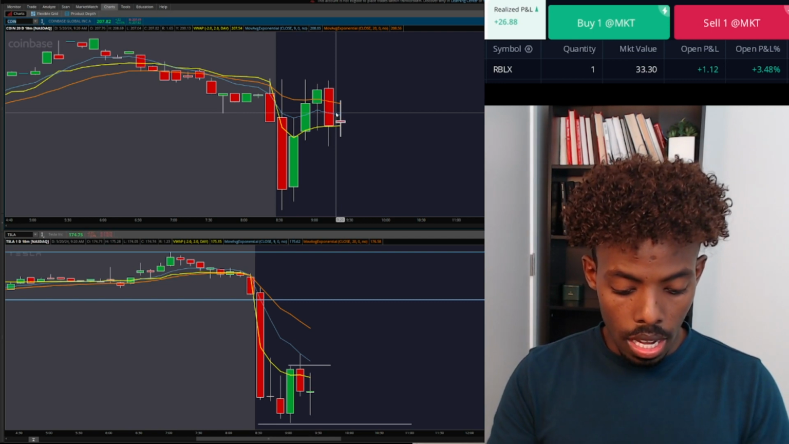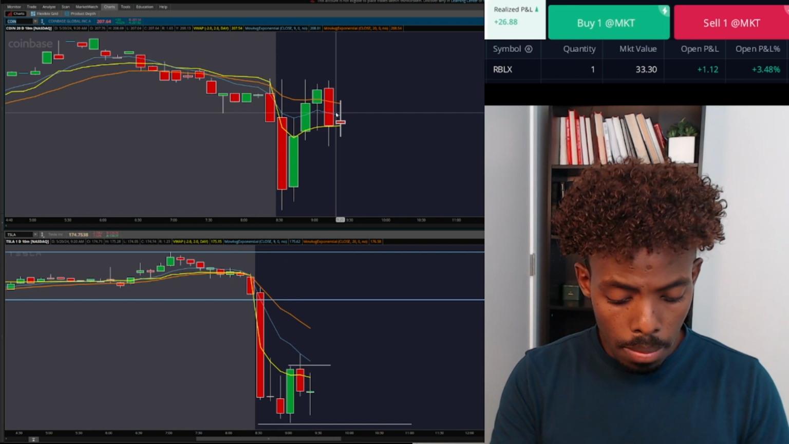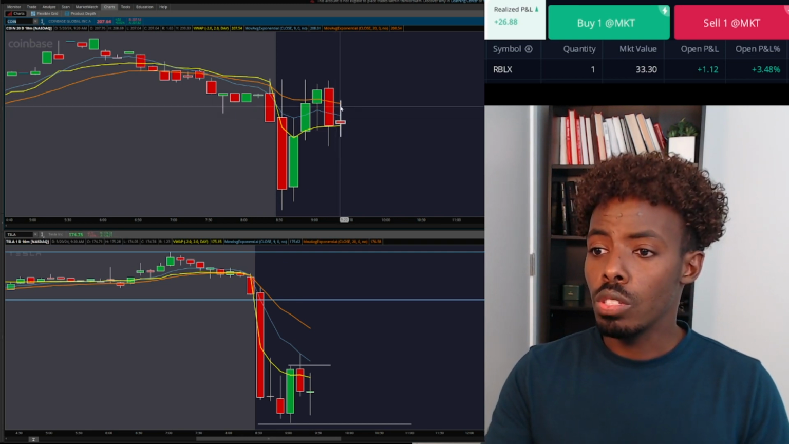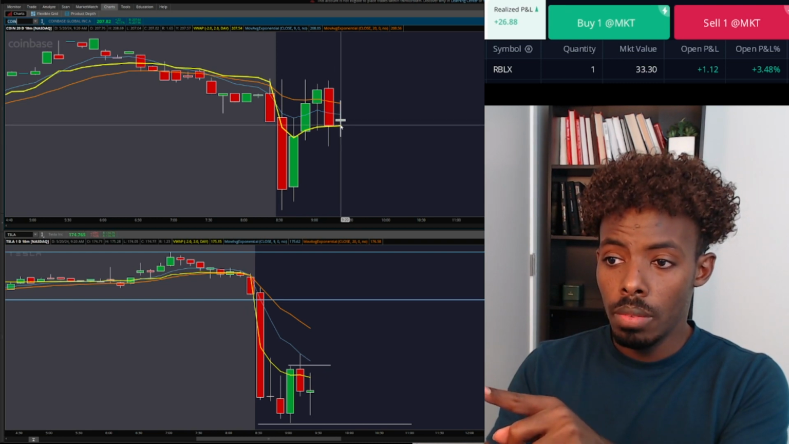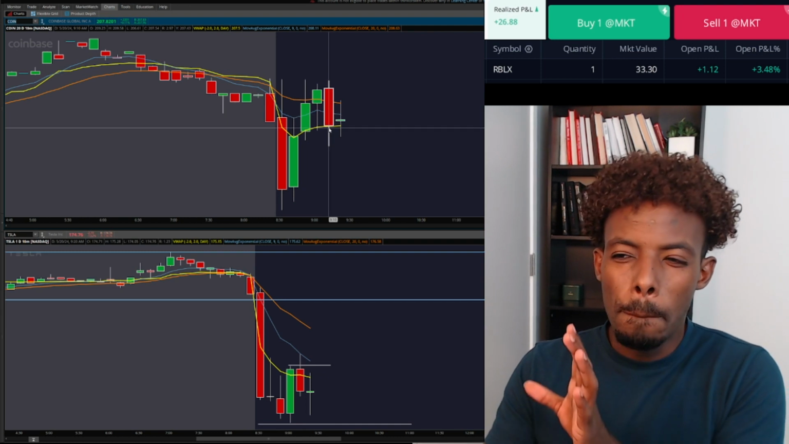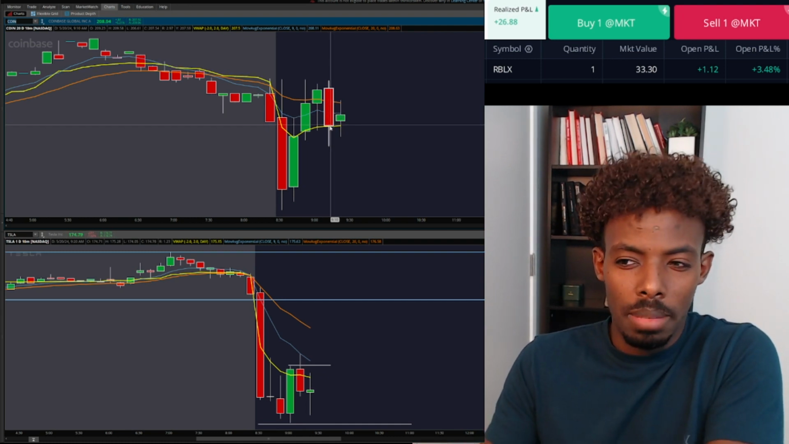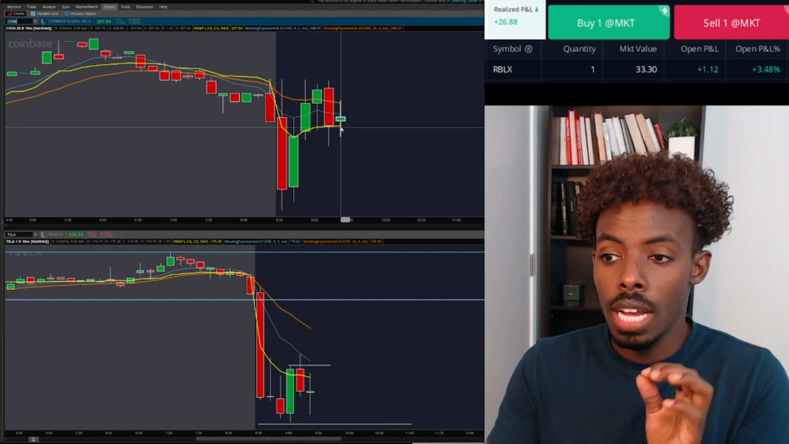So you want to just wait after this candle. This candle right now rejected the 20 and rejected the 9, and it barely rejected the VWAP, so you've got to be careful. You want to wait for this one to close red on the VWAP.